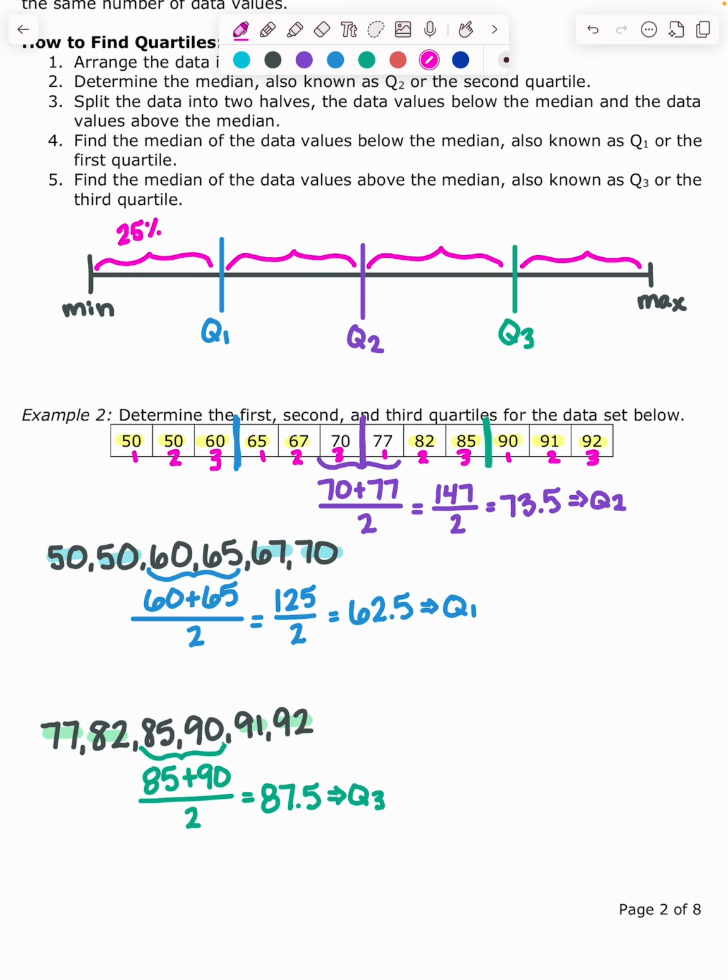So I have calculated my quartiles, and I can list them out again really quickly. Q1 was 62.5. Q2 was 73.5. And Q3 was 87.5. And we did this by just finding the median, and then the median, and then the median.